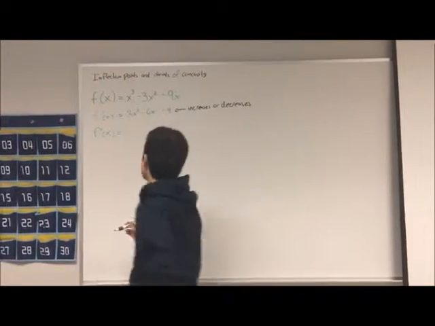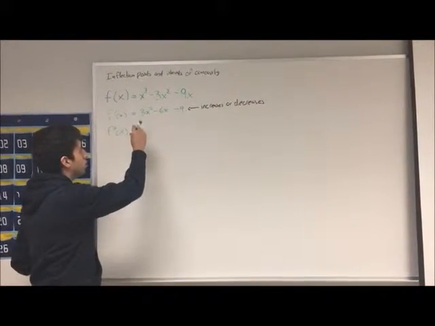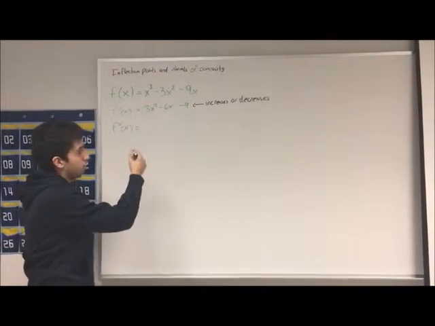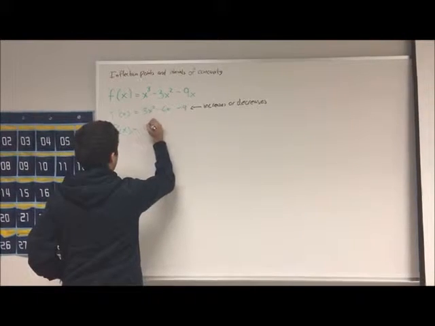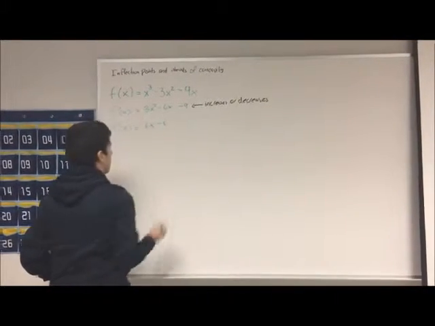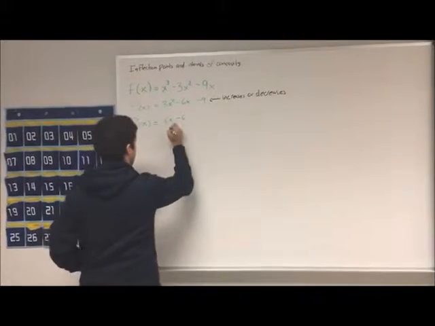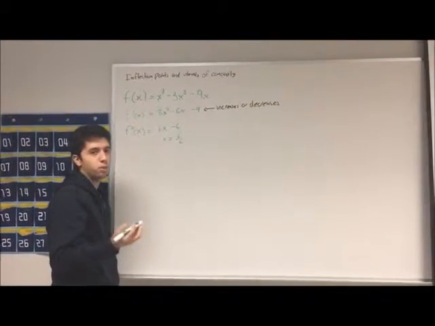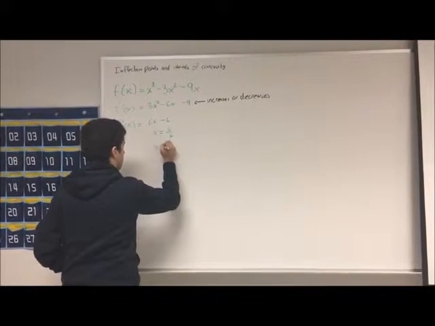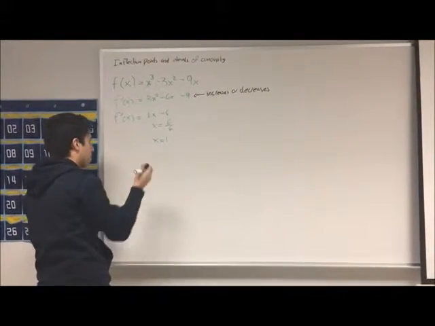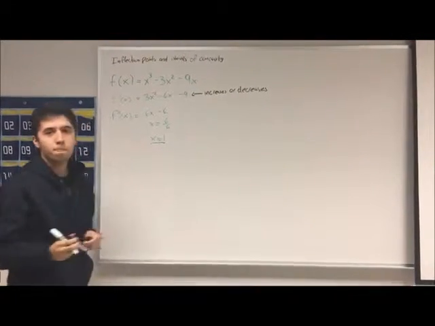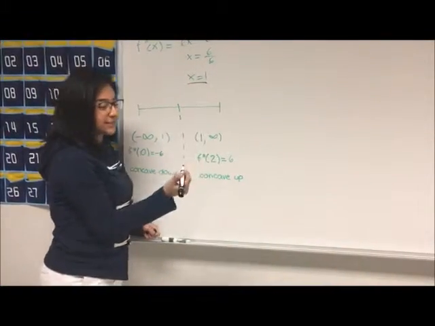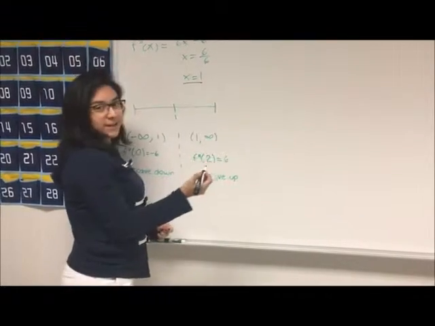So first we find the first derivative, which is 3x squared minus 6x minus 9. And then we need to find the second derivative, which is 6x minus 6. Then we need to find x. So our inflection point will be x equals 1. This point is the x of the inflection point.